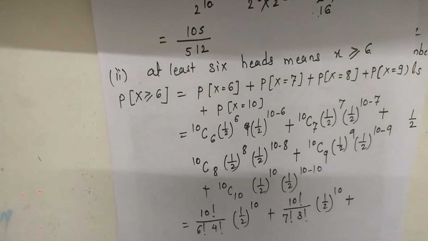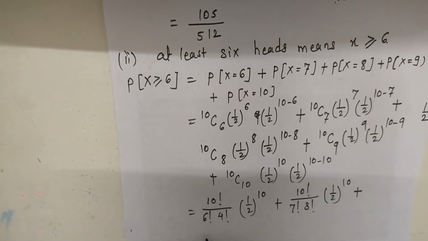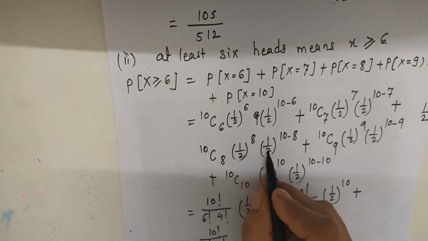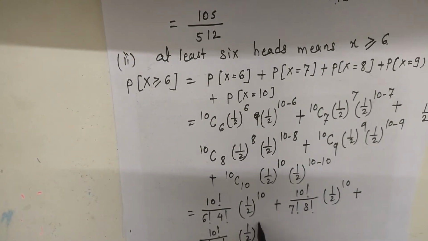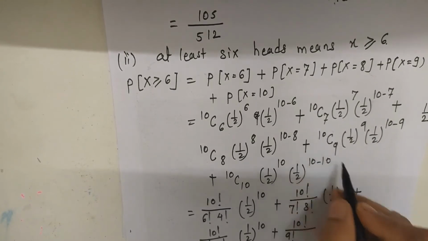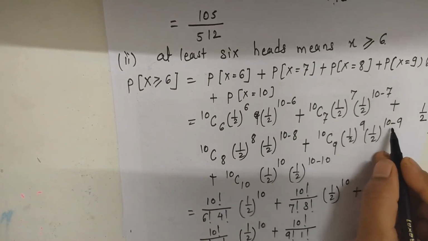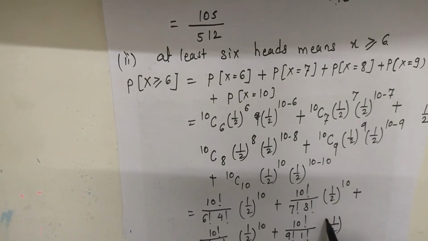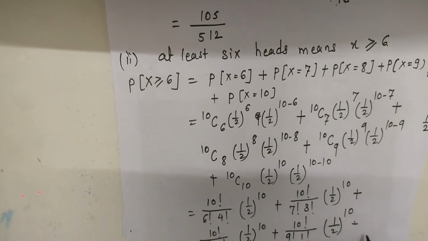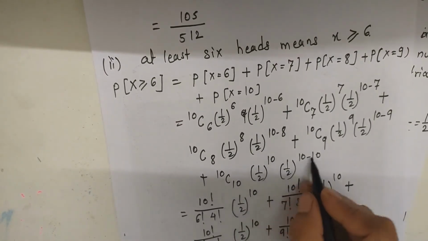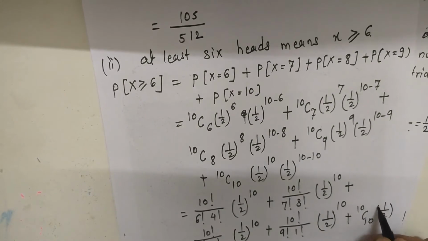Now the next, plus 10c8 can be written as 10 factorial upon 8 factorial into 2 factorial, 10 minus 8, 2 factorial, half raised to 8 and half raised to 2, that is half raised to 10, plus 10c9 means 10 factorial upon 9 factorial and 10 minus 9, 1 factorial into half raised to 9 and half raised to 10 minus 9 means 1. So half raised to 9 plus 1, 10. Now the last value 10c10, half raised to 10 and half raised to 0, that is half raised to 10.